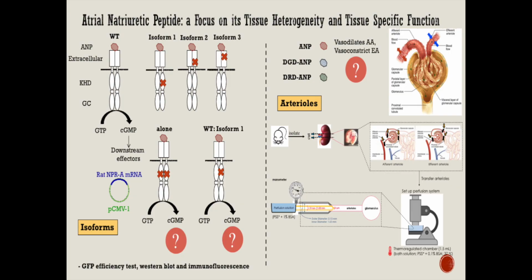Hello everyone. For my project, to study the tissue heterogeneity and tissue-specific function of AMP, I evaluated the existing isoforms that were found to occur naturally in rodents. These are termed isoform 1, 2, and 3 in my project, as shown in the top left corner of this slide. They exist due to alternative splicing of the full-length wild-type MPRA receptors, and the mutations are shown by the crosses.